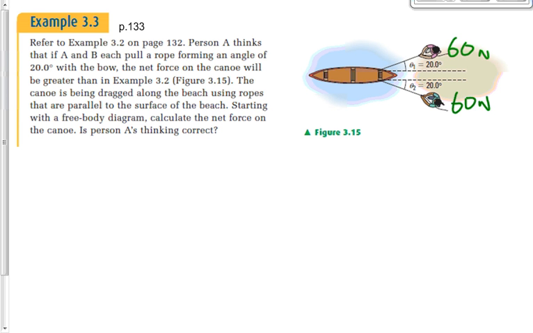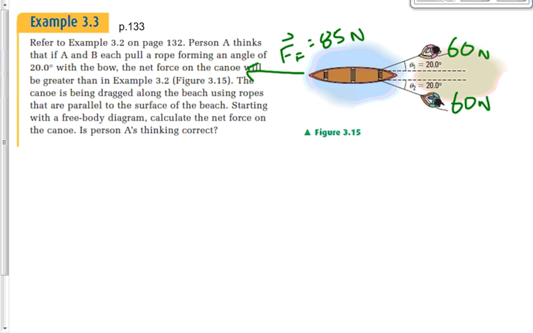And we're pulling along the same beach, so we have to assume that friction still acts backwards at 85 newtons. Is that person's thinking correct? Is that net force going to be bigger than it was in that last question, 3.2, where the net force was 35 newtons? Okay, interesting here.